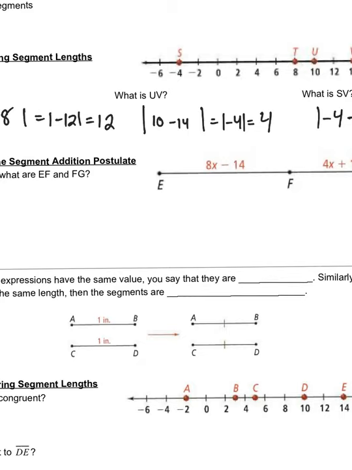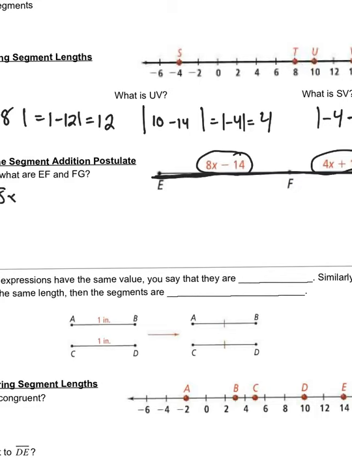Now, part two. We're going to use the segment addition postulate. So segment addition, we're going to add these two segments together. So if EG, which is this whole line right here, if EG is equal to 59, then what are EF and FG? So what I'm going to do is take each line segment, add them to each other, and then set it equal to 59.